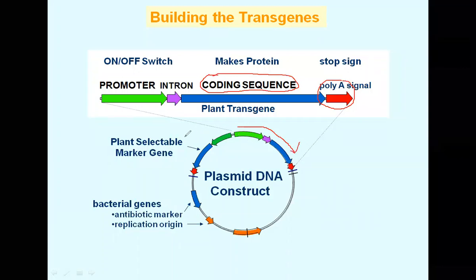Then you have the plant selectable marker gene. So you have this NPT2, neomycin phosphotransferase gene here, the one in blue, and then it has got its own promoter also. Okay, and it will be transcribing in this direction, in the direction of the arrow. This is the left border, this is the right border, right? And then you have genes for bacteria selection, right? So this is how this plasmid will be constructed.